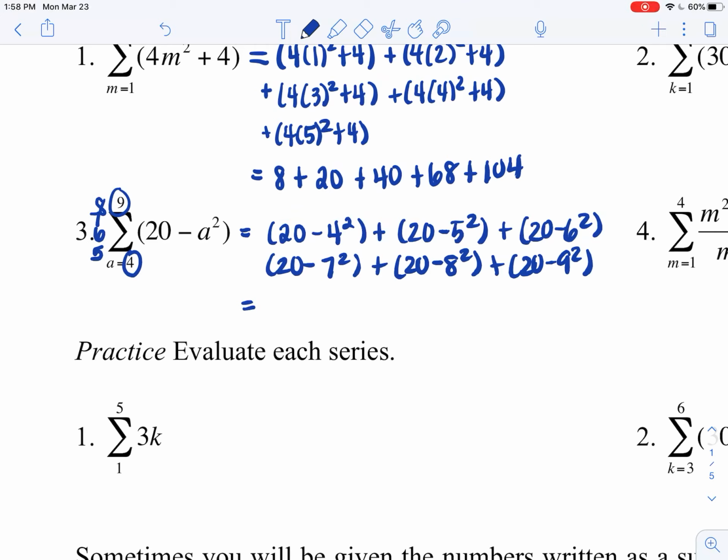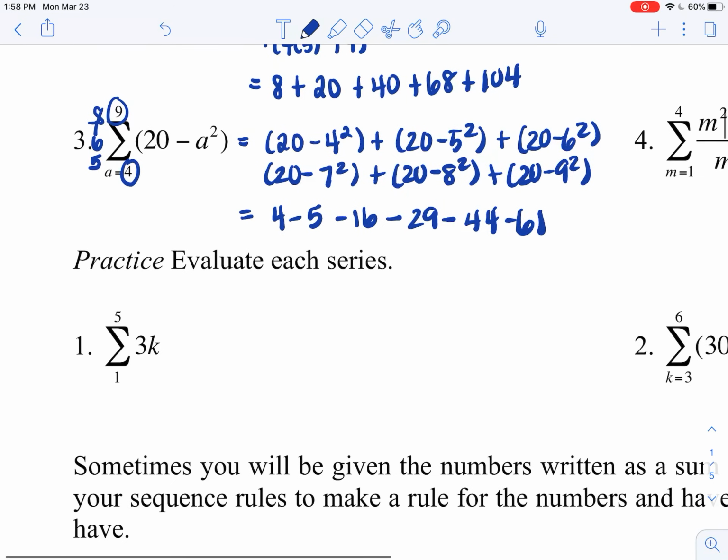And again, if you wanted to write it in a more simplified form, it comes out to be 4 minus 5 minus 16 minus 29 minus 44 minus 61. So what if you had to actually add the terms of that series together? If you take a look at the next section where it says evaluate each series, that's when you actually take the terms of the sigma that you found before and then add them together.